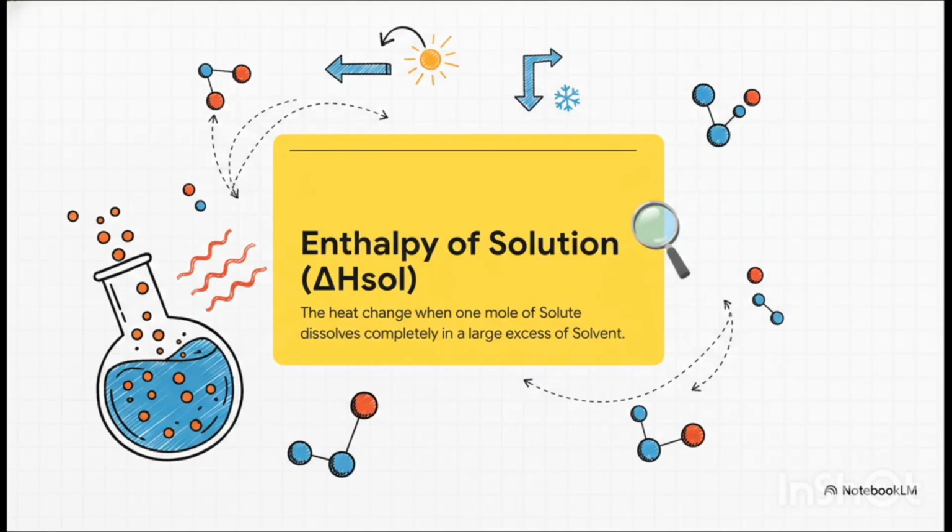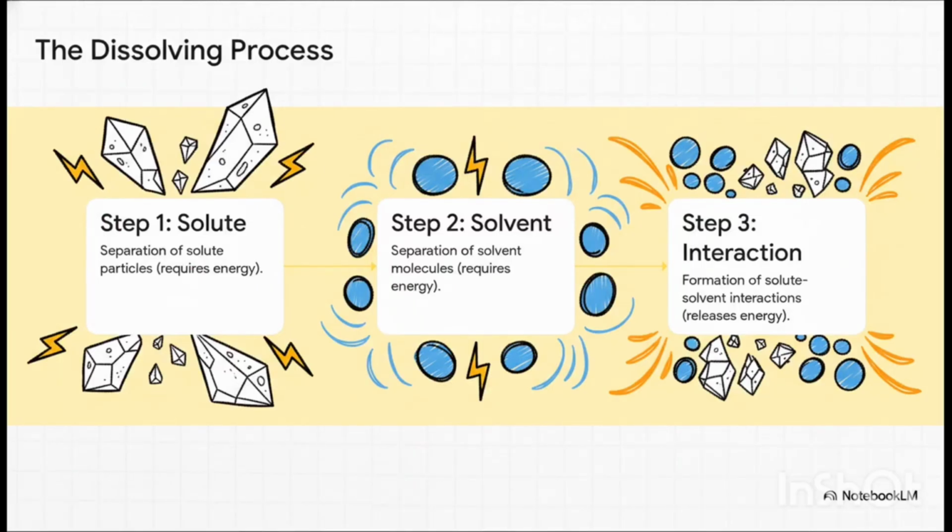Okay, let's get the official definition out of the way. The enthalpy of solution, written as delta H sol, is simply the total amount of heat that gets absorbed or released when 1 mole of a substance dissolves completely. It's basically the final score of that whole energy journey. First, you have to spend some energy to break apart the solute particles. Think of it like physically prying apart little salt crystals. That costs energy. Second, you also have to spend energy to push the water molecules apart to make some room. So those are your energy investments. But then, step 3 is the big payoff. New bonds form between the salt and the water, and that process releases a bunch of energy.